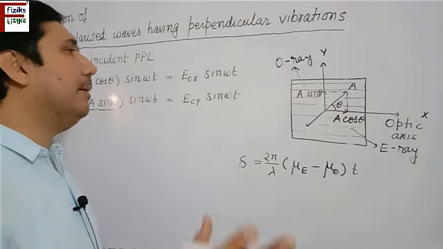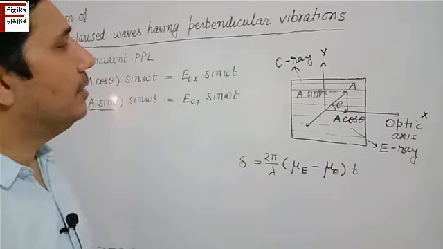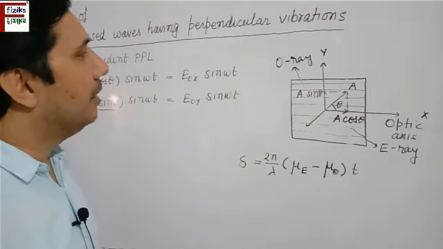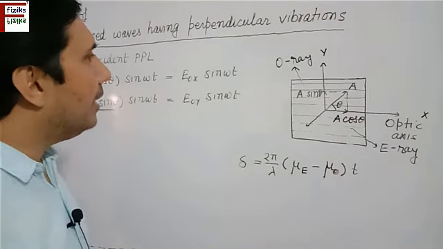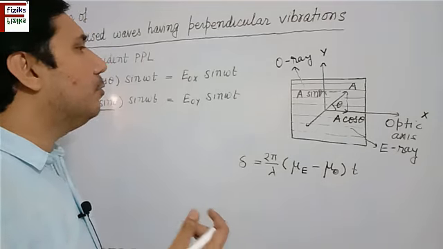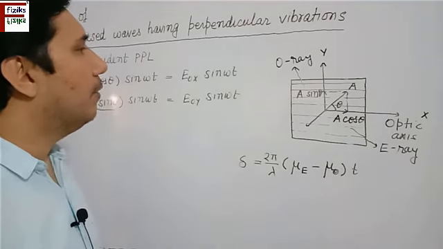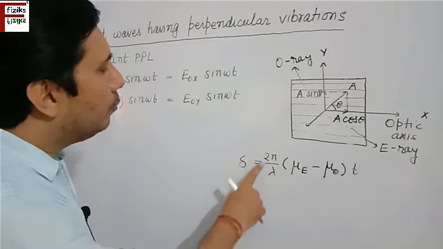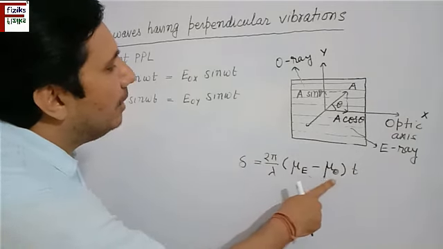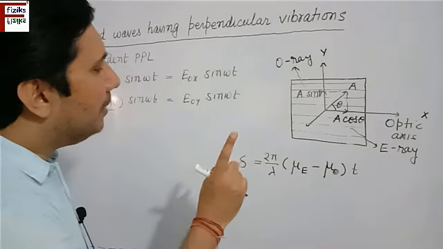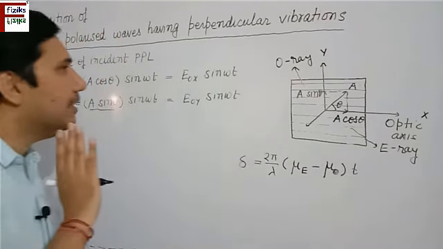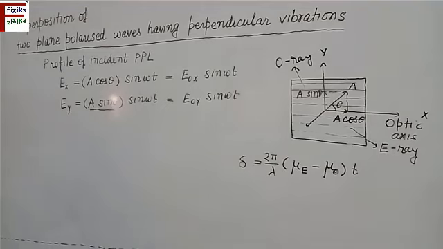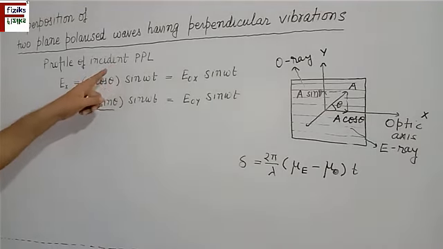So what I am saying, a plane polarized light is incident on it. Inside the doubly refracting crystal it will propagate as O ray and E ray, and when these O ray and E ray are coming out of this crystal, there will be a phase difference delta equal to 2 pi by lambda (mu E minus mu O) into T between the O ray and E ray. So this is the profile of incident plane polarized light.